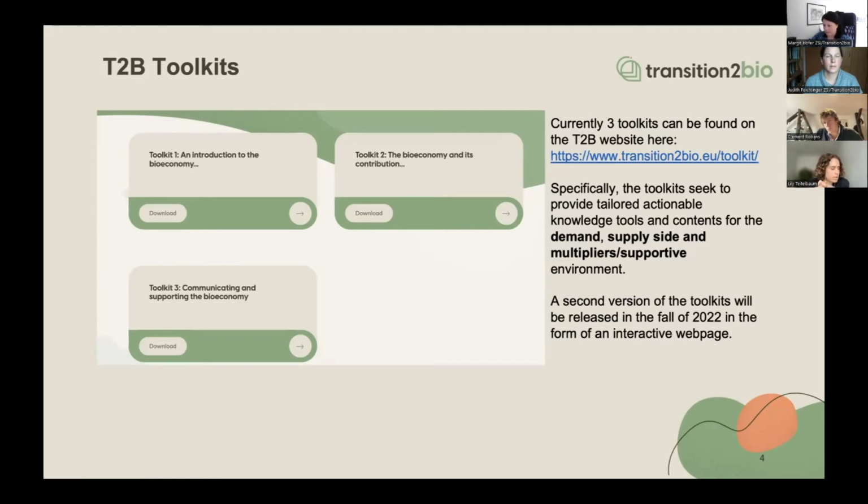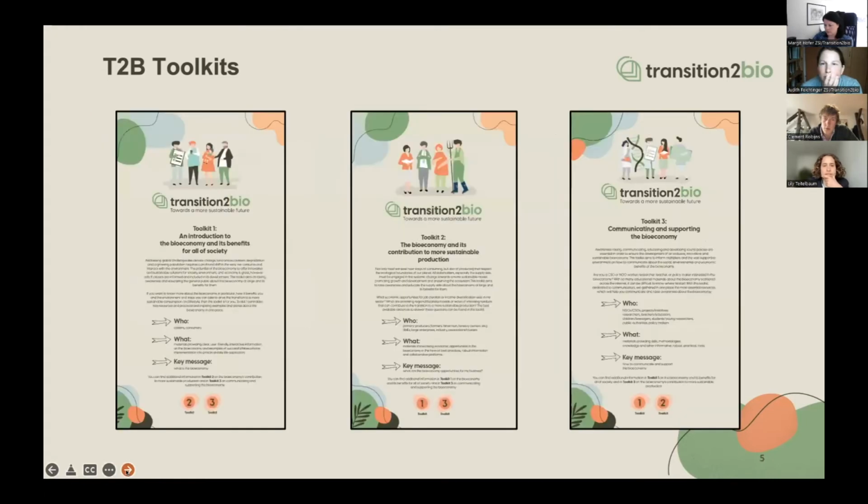Just to be clear, though, we're working on a second version of the toolkits, which we hope to release in the fall, and it might be a more interactive format. Right now they're PDFs, but we're looking to make it easier for people to use, maybe enhance the targeting so people can better understand how to use the toolkits. But this is currently what they look like.